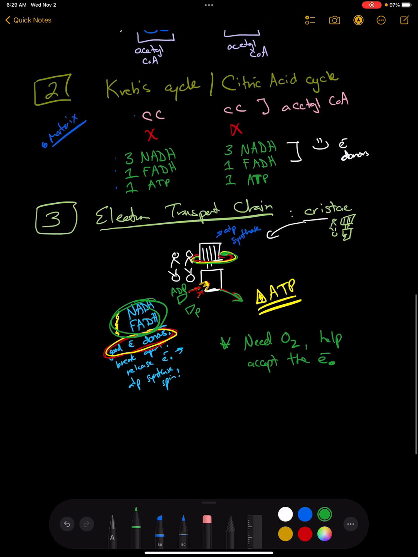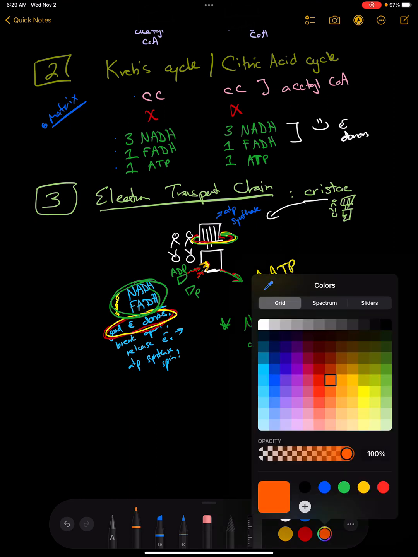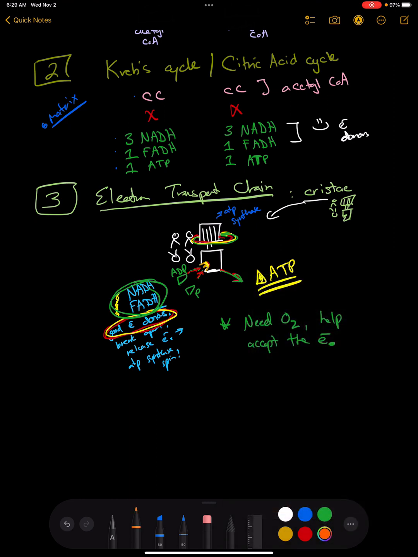So oxygen, it sounds kind of like a side note, but he's actually really important to the overall scheme of things. And because oxygen's sitting out here, and then when I break apart that NADH and that FADH, I also have some leftover hydrogens.